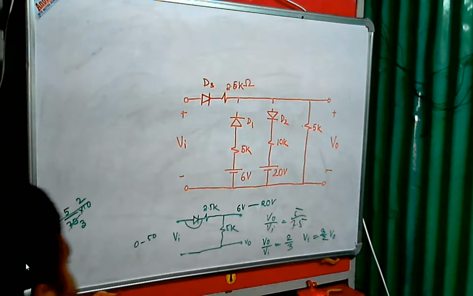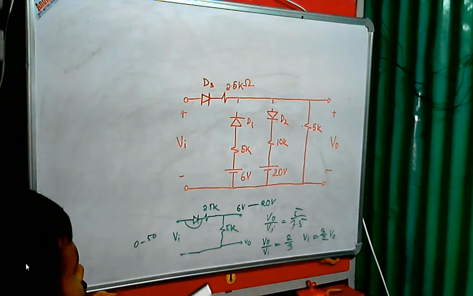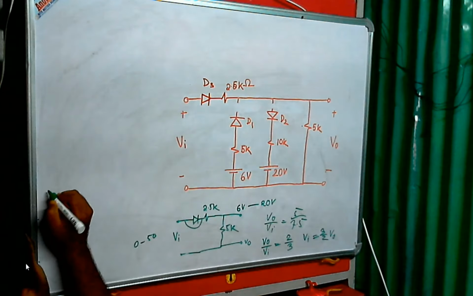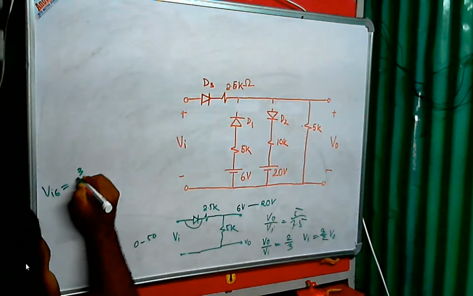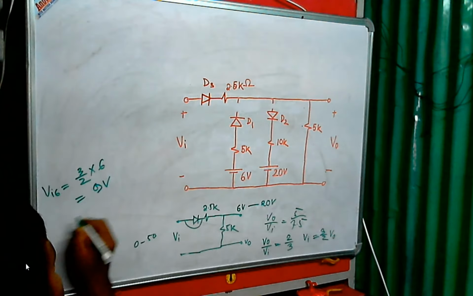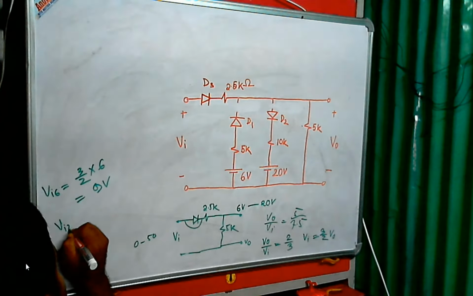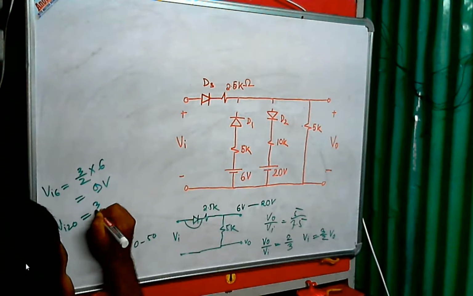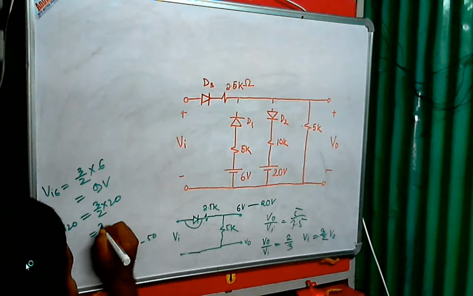Your Vout is changing from 6 to 20 volt. So for 6 volt, Vi will be 3 by 2 into 6, that is 9 volt, and for Vout equals 20 volt, Vi will be 3 by 2 into 20, that is basically 30 volt.